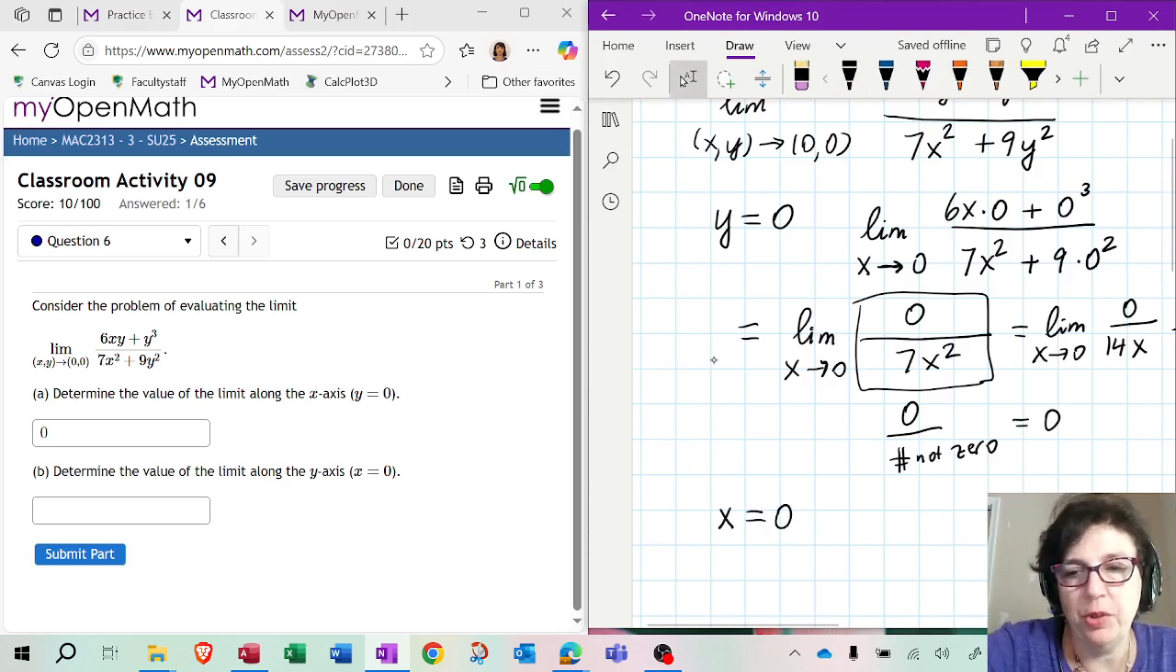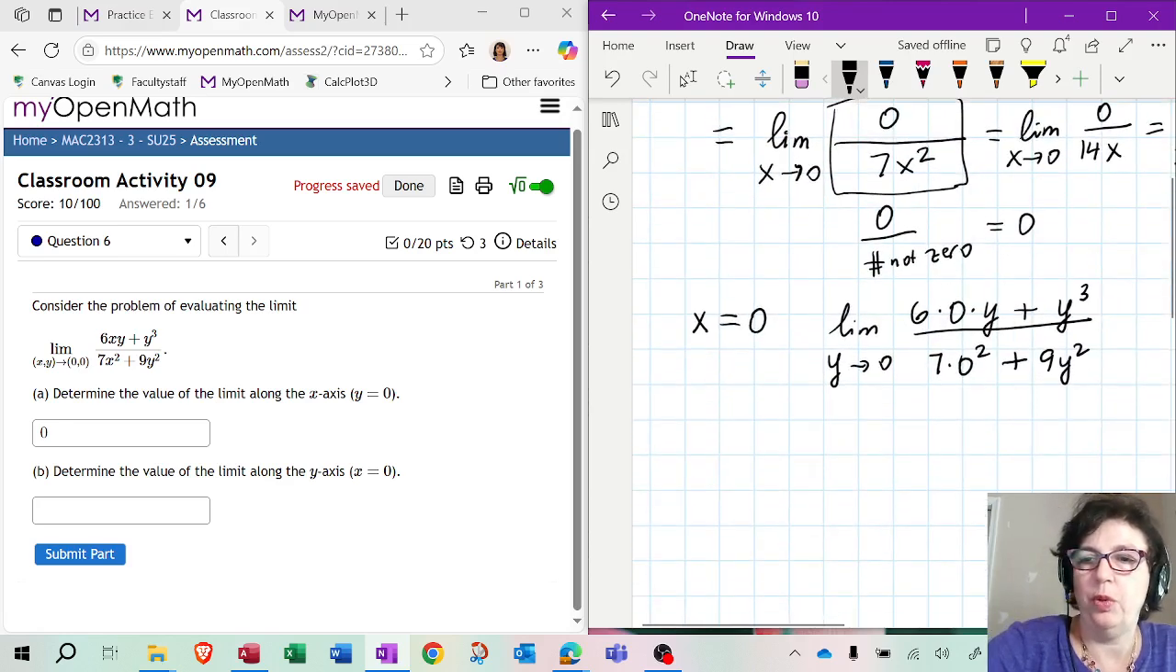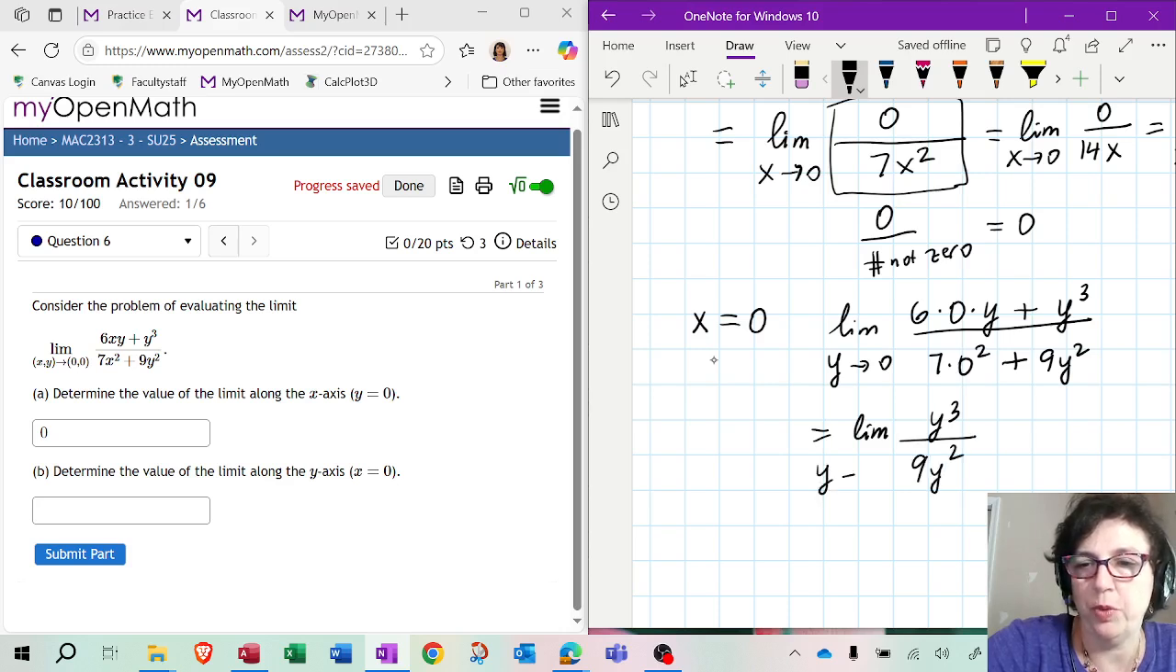Okay, x = 0 is the y-axis. So now you're going down towards the origin by going along the y-axis. So this time y will go to 0, but x will be 0. Okay, so let's substitute x = 0 and keep y the same and see what happens. So on the top, I'm going to get y^3. And on the bottom, I get 9y^2, and y approaches 0.